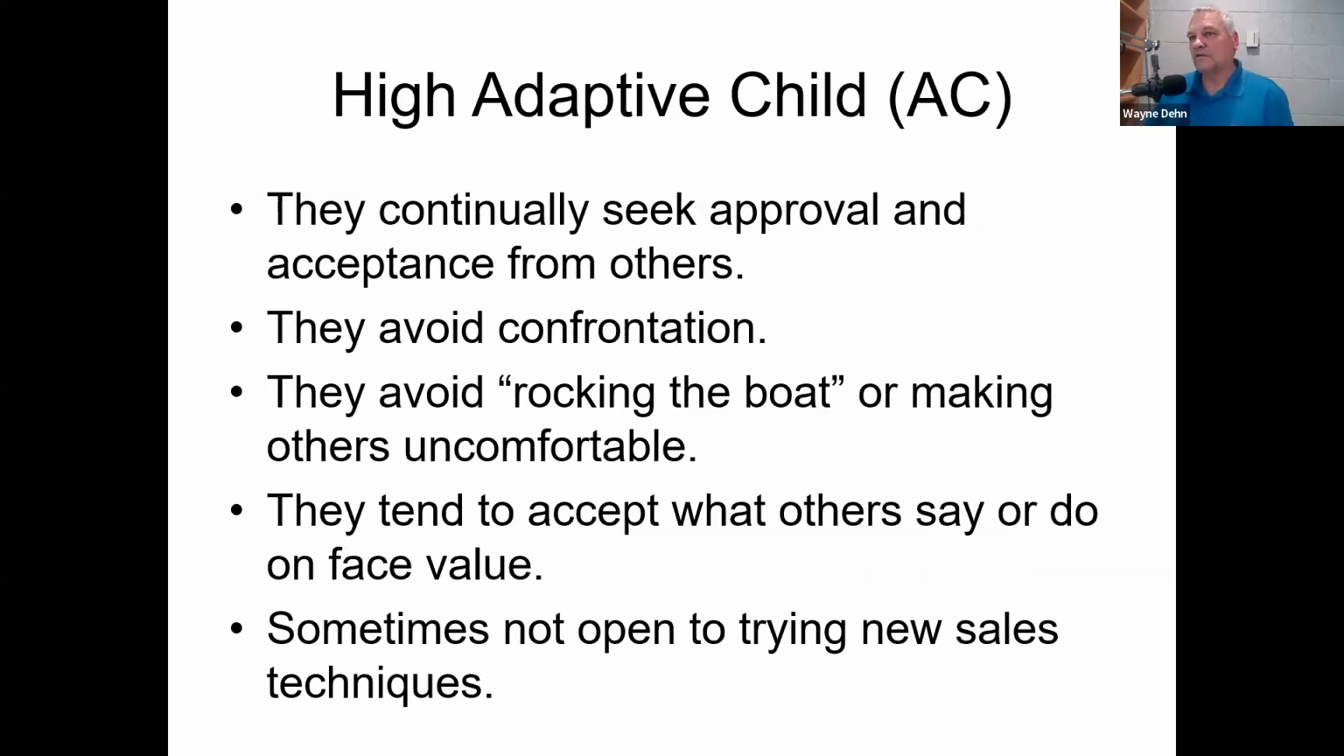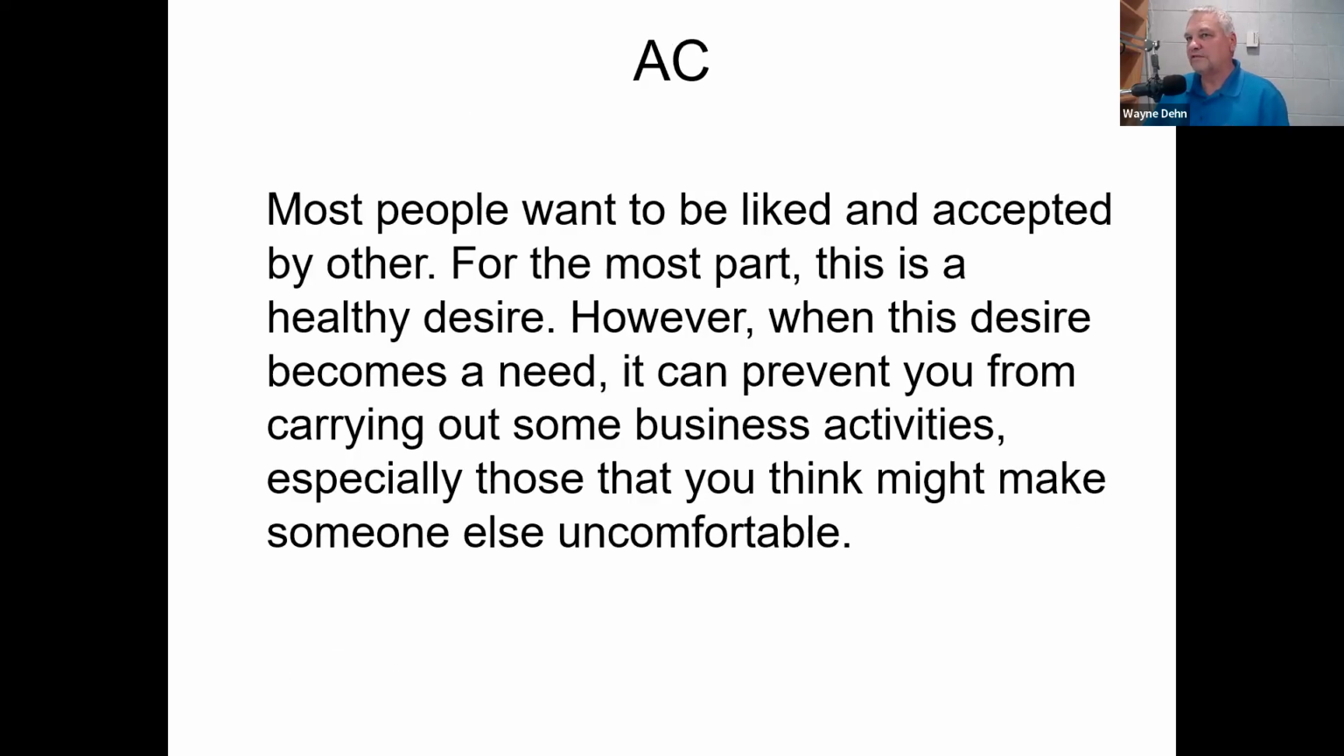And again, the high adaptive child scores, they continue to seek approval from others. They avoid confrontation. They avoid rocking the boat. They tend to accept what others say at face value. And sometimes they're not open to new sales techniques. So hopefully this gives you a better example of looking at your scores. Again, most people want to be liked and accepted, and for the most part, it's a healthy desire. However, when the desire becomes a need, a need to be approved, it can prevent you from carrying out some business activities, especially those that you think might make somebody else uncomfortable. So hopefully, if you think about your scores, they're right along the middle road and you don't have one that is more dominant than another by too many higher scores.